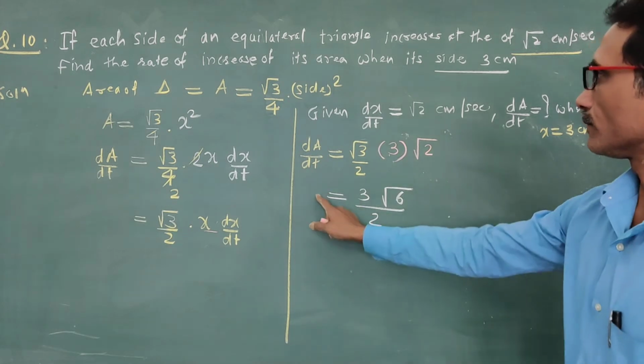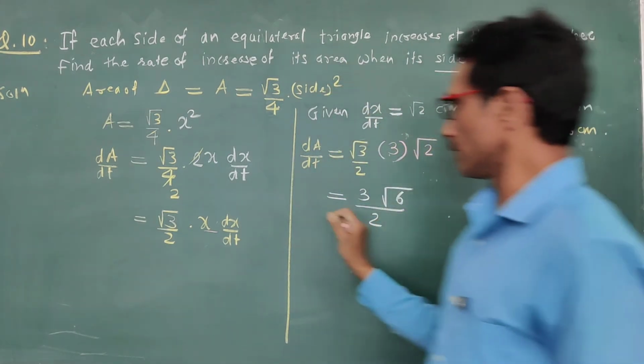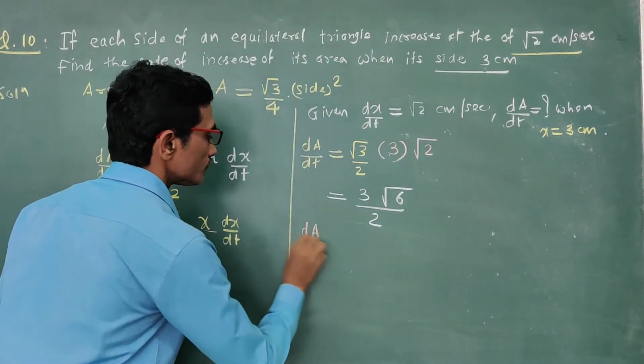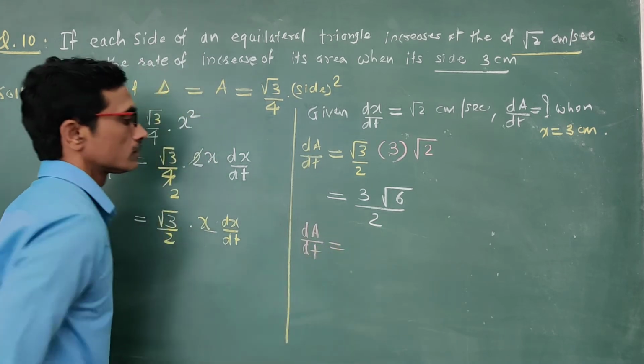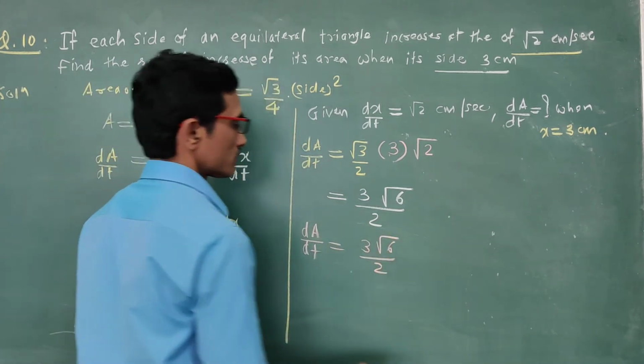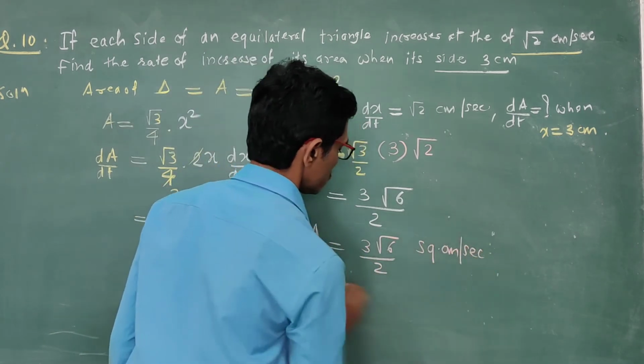So the rate of increase in the area when the side is 3 centimeter is given by dA by dt is equal to 3√6 upon 2 square centimeter per second.